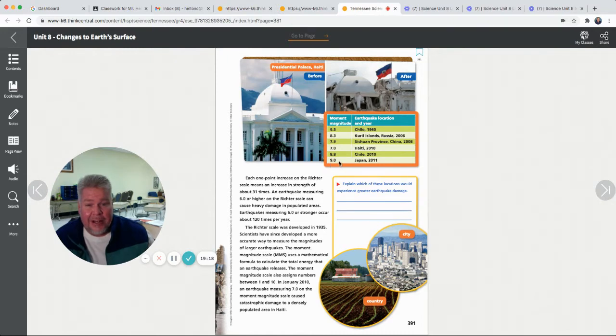Not only did it cause an earthquake, but it happened down in the ocean, and it caused a tsunami. It caused a lot of flooding, too. The earthquake can shake the ocean water and cause it to form huge, huge waves. Which of these locations would experience greater damage in an earthquake, a city or the country? Well, if you shake the ground, these buildings could fall, couldn't they? So obviously a city would have more damage than the country.